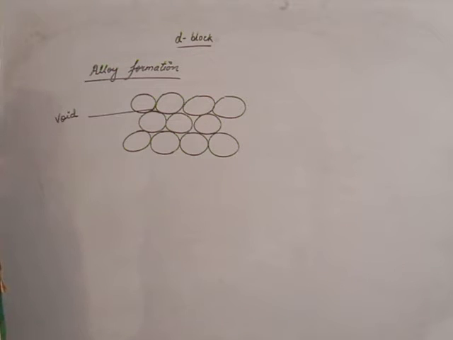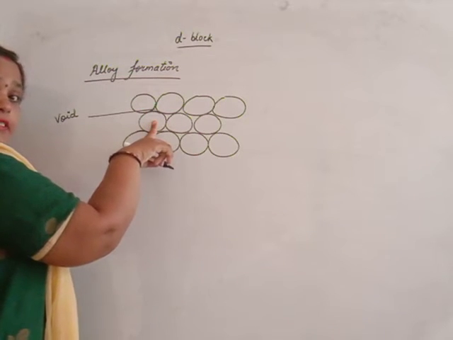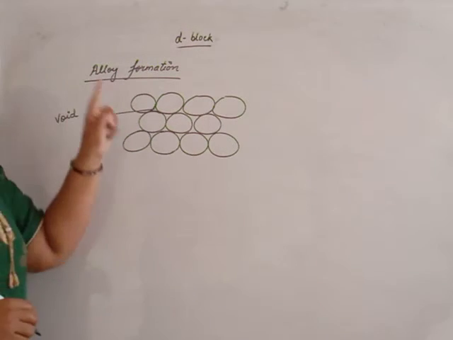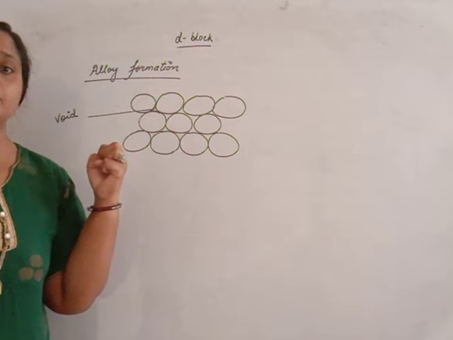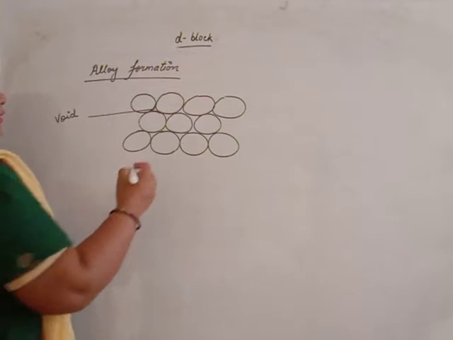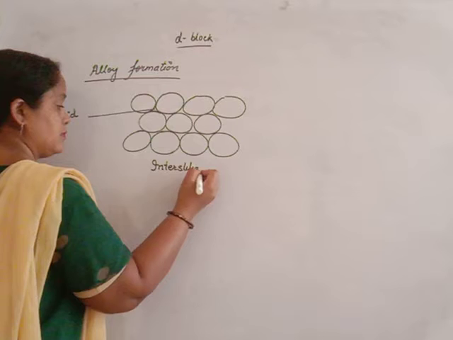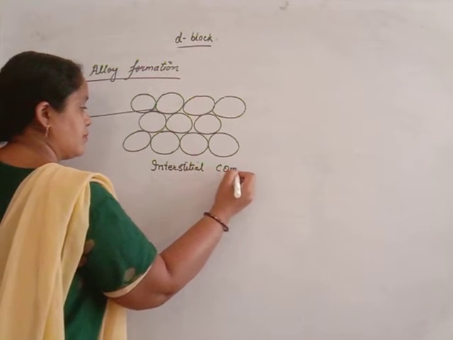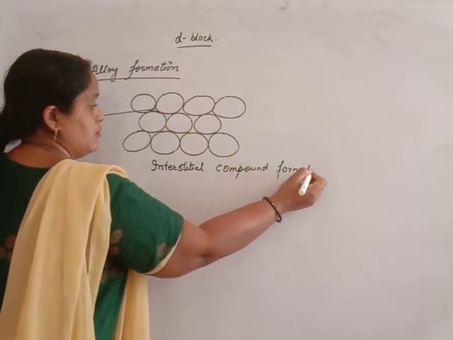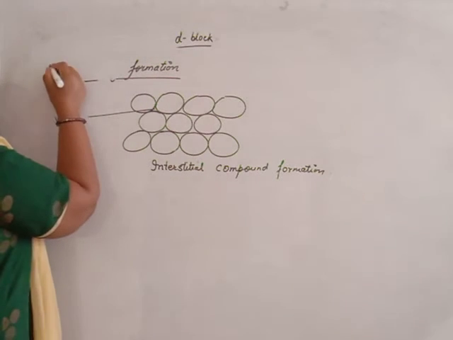And beta, these voids accept some smaller atoms, and which change the property of this one. These are interstitial compounds. Compound formation. Not alloy formation, interstitial compound formation.